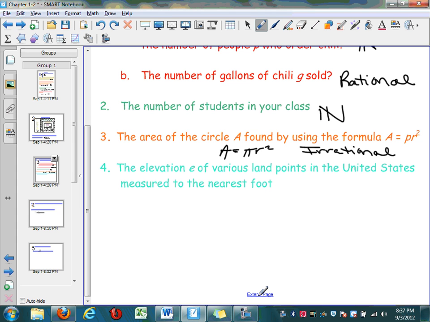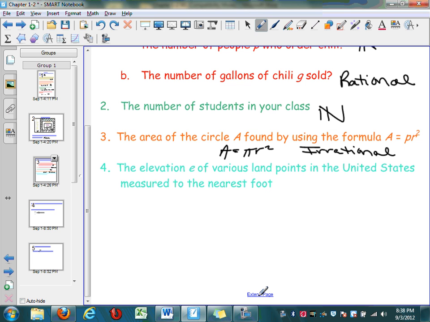Okay, number 4. The elevation E of various land points in the United States measured to the nearest foot. I'm measuring land points of elevation in the United States based upon the nearest foot. Will you tell me, how do you measure to the nearest foot? Is that going to be a never-ending decimal that doesn't have a pattern, such as the irrational number system? Well, I would say no, that wouldn't be a true statement. How about, would it be the rational number system, meaning I could represent the foot as a fraction?